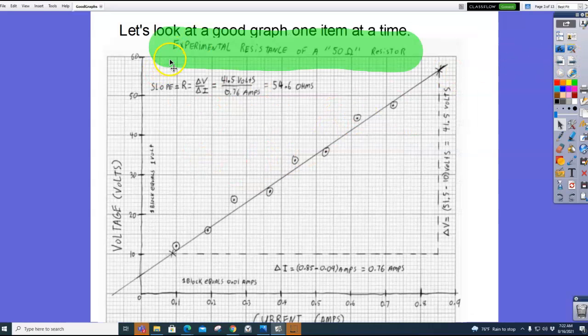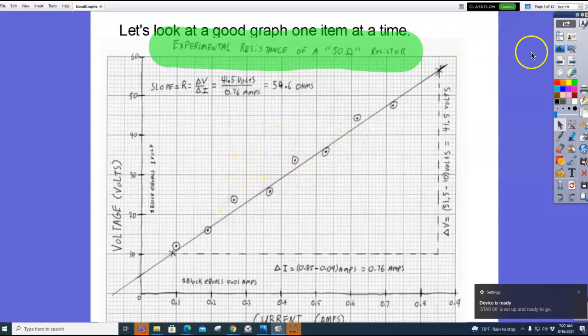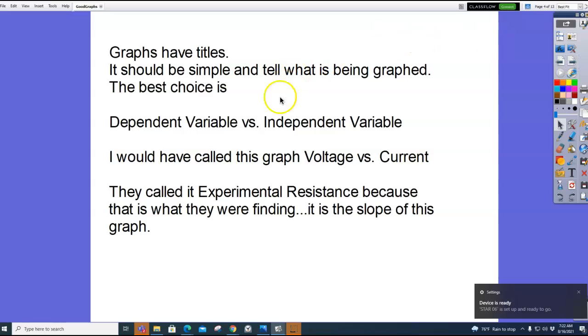Second, graphs have titles. In this case, they said experimental resistance of a 50 ohm resistor because the slope of this graph is resistance. I prefer the dependent variable versus the independent variable. So for that graph that I just showed you, I would have called it voltage versus current. Either one is good, either is simple and tells what's being graphed.